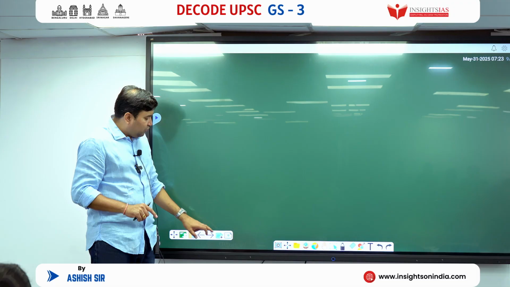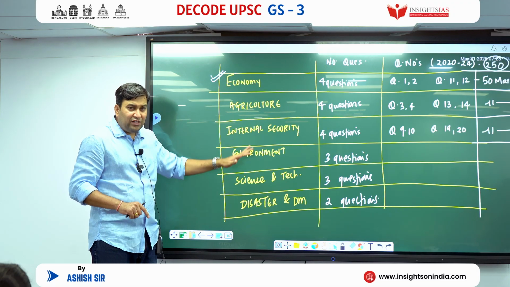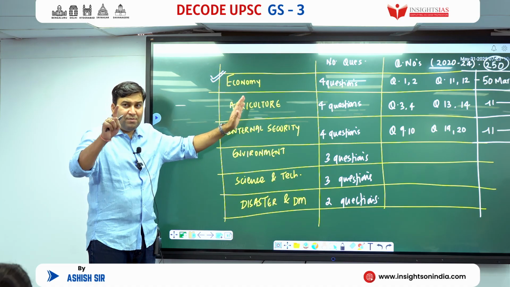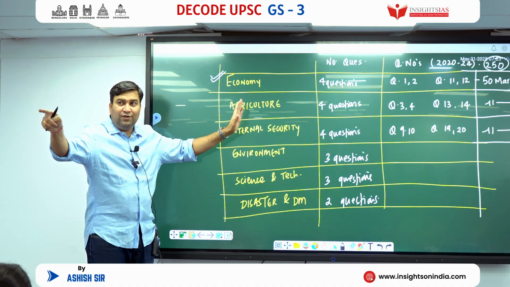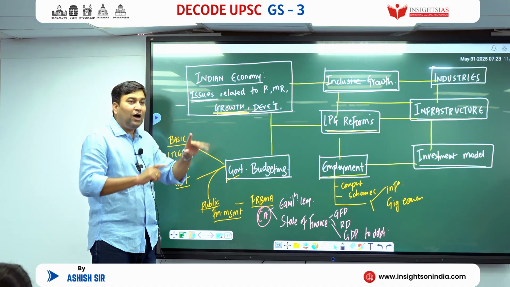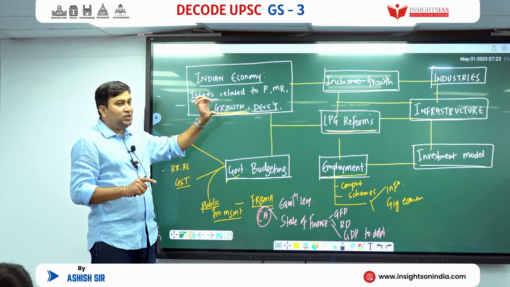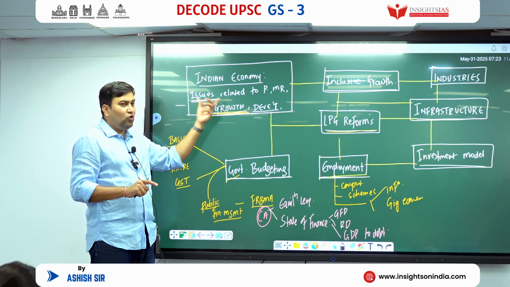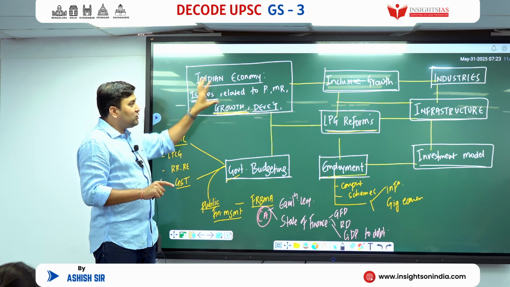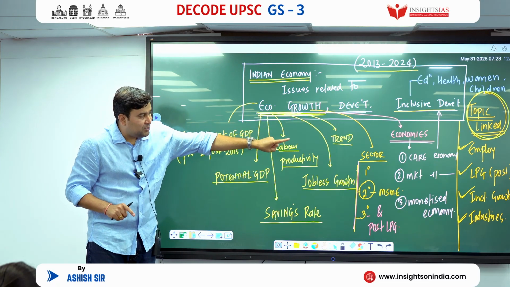Now, later what we saw is the weightage of each and every subject. Which questions come, on the basis of original papers from 2021 to 2024, right? After that we saw the syllabus, how to decode it, then how to understand each and every topic. Example, Indian economy: issues related to planning, mobilization, resources, growth, development, and inclusive growth. How this topic is interlinked to other topics like employment, LPG, etc.